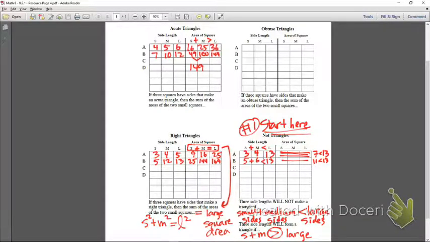All right, so let's come up with this little thing down here. If 3 squares have sides that make an acute triangle, then the sum of the areas of the 2 small squares, these numbers, is larger or it is greater than the large square area.